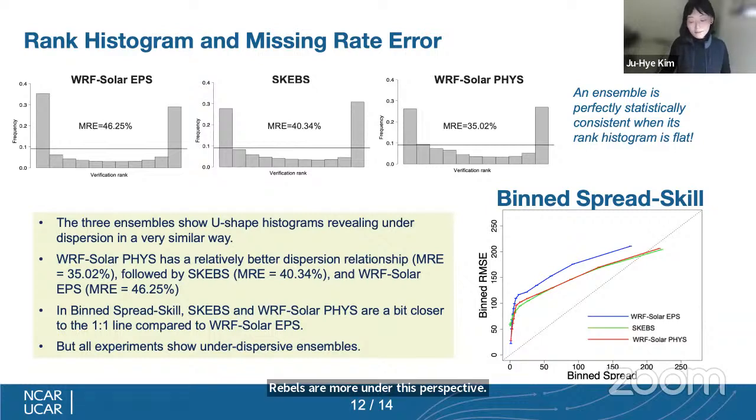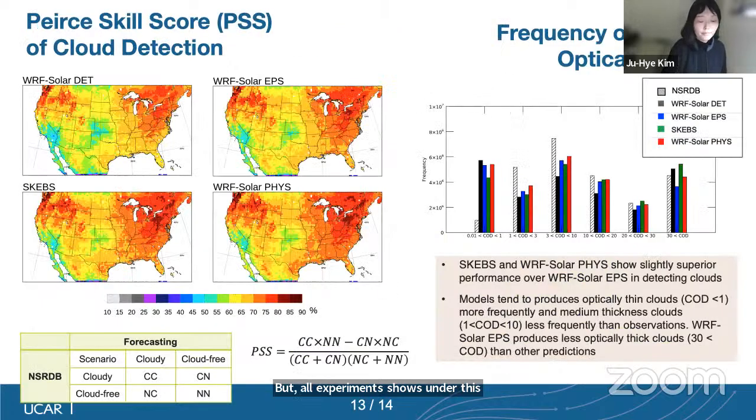WRF-Solar physics has a relatively better dispersion relationship, followed by SCAPS and the WRF-Solar EPS. The figure on the right is the spread-skill plot, which compares the root mean square error of the ensemble mean and the standard deviation of the 10 ensemble members. The one-to-one diagonal line represents perfect spread-skill agreement. In the result, SCAPS and the WRF-Solar physics are closer to the one-to-one line compared to the WRF-Solar EPS, but all experiments show an under-dispersive ensemble.